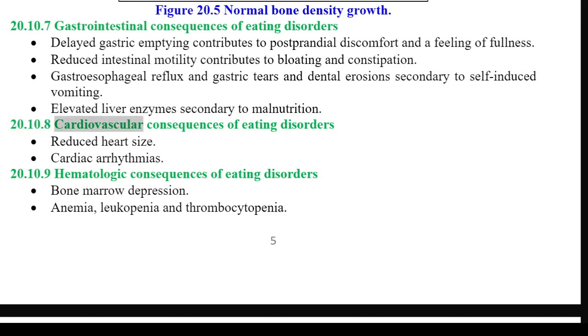20.10.8 Cardiovascular consequences of eating disorders. Reduced heart size. Cardiac arrhythmias. 20.10.9 Hematologic consequences of eating disorders. Bone marrow depression. Anemia, leukopenia, and thrombocytopenia.